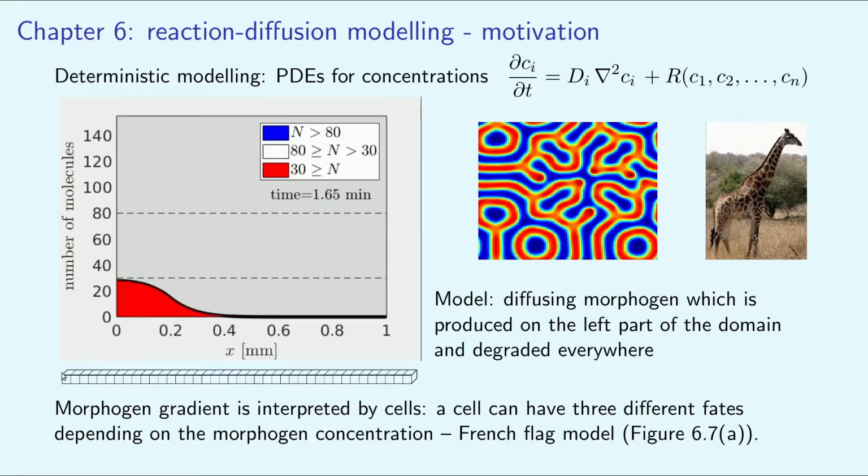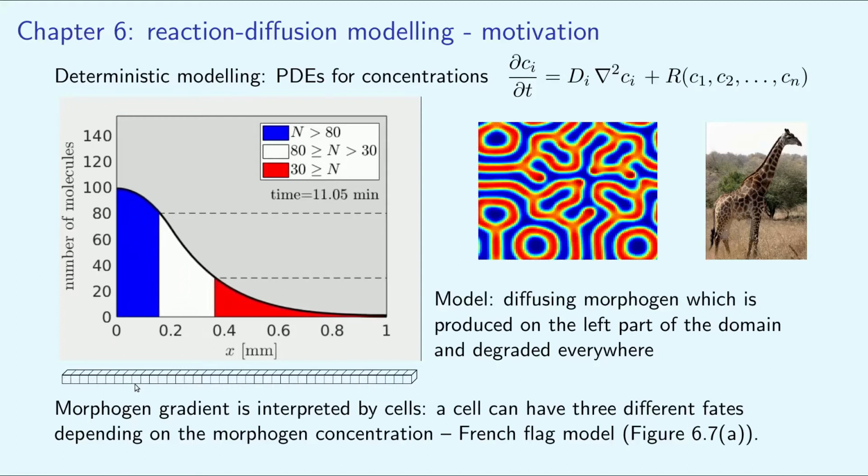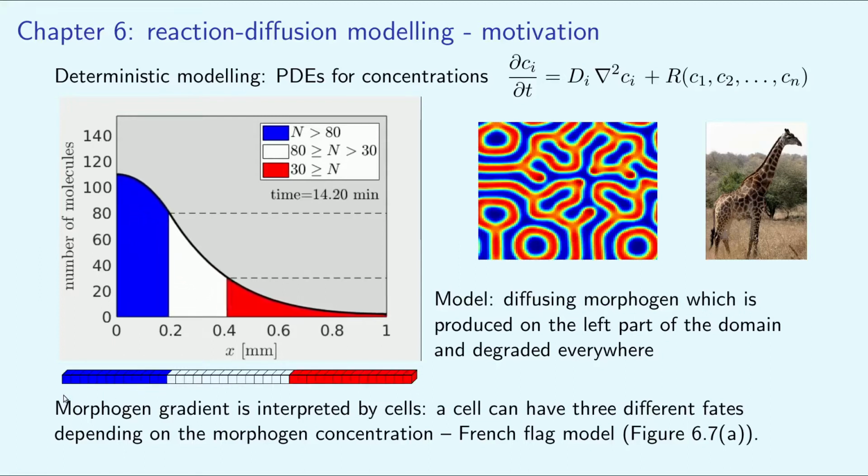Here is a layer of cells. A cell can have three different states depending on the morphogen concentration, and we obtain this French flag model, which is in the lecture notes as figure 6.7.